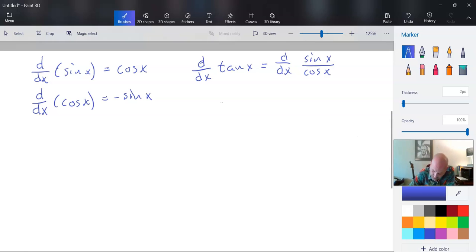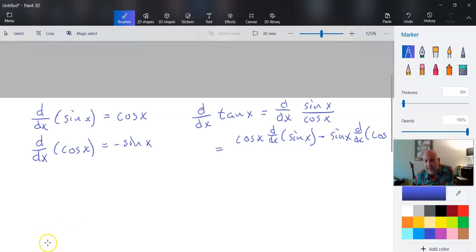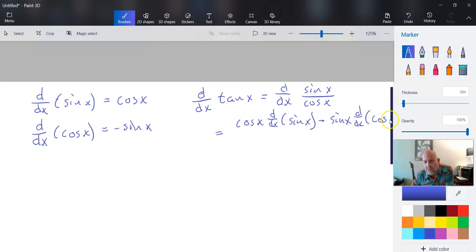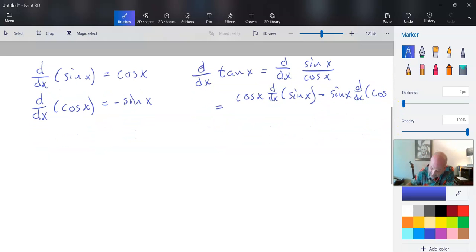And so if I use the quotient rule, this is low, cosine x, d high. I'm just going to write this d dx of sine x, minus high, sine x, d low, d dx of cosine x. Let's see if I can put a little x there. There.